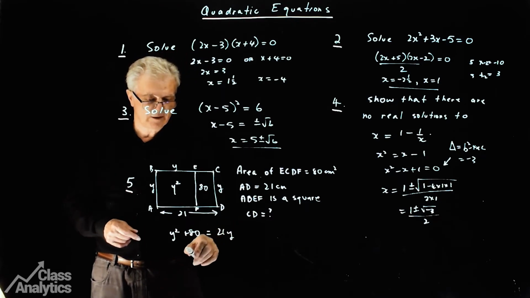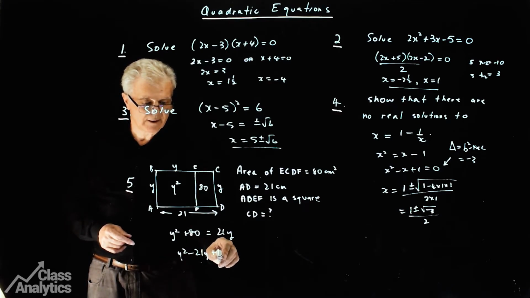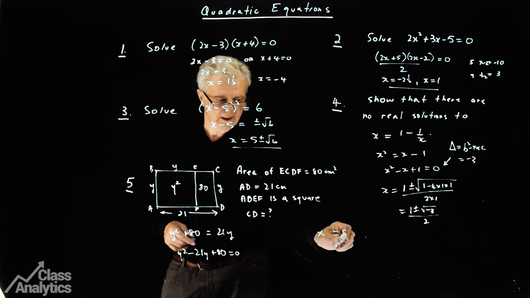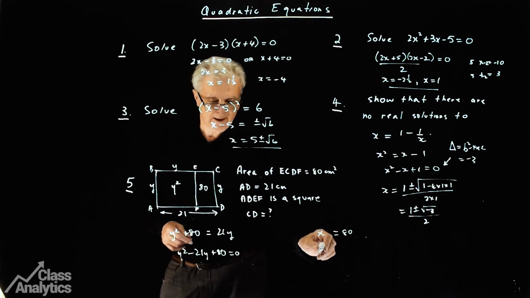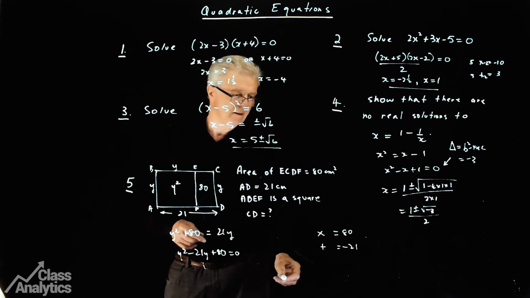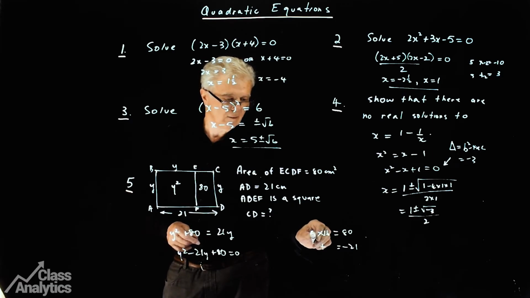So we've got a nice little one to solve. So we get y squared minus 21y plus 80 equals 0. So what two numbers multiply together to give me 80 and add together to give me minus 21? And I do believe that's minus 5 and minus 16, isn't it? Yeah, minus 5 minus 16.